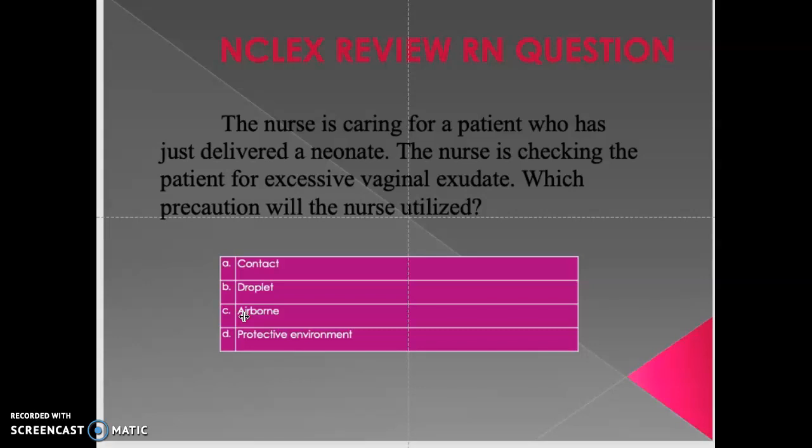Have another question here. The nurse is caring for a patient who has just delivered a neonate. The nurse is checking the patient for excessive vaginal exudate. Which precautions will the nurse utilize? Contact.